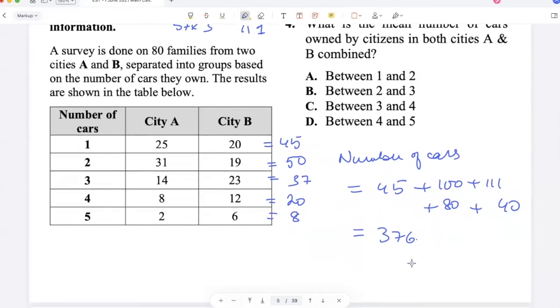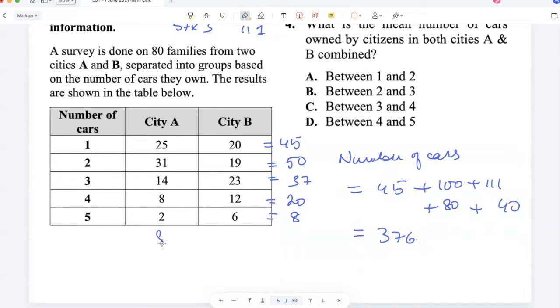376, and 80 families in city A and 80 in city B. So the mean number of cars would be 376 by 160. So that's how much?